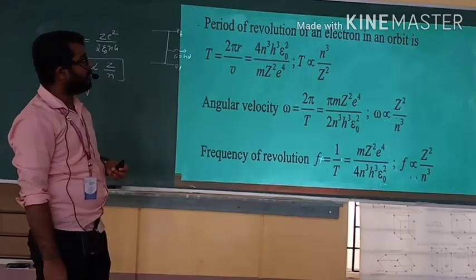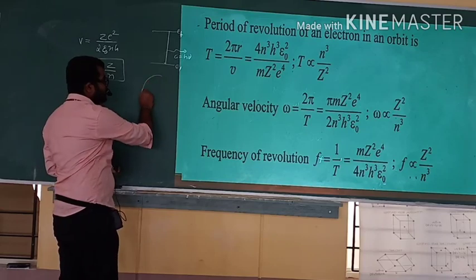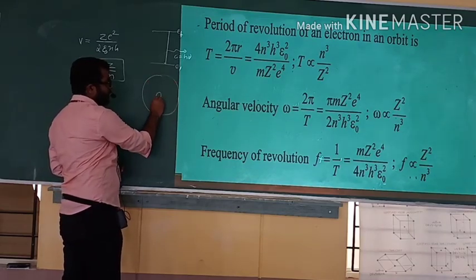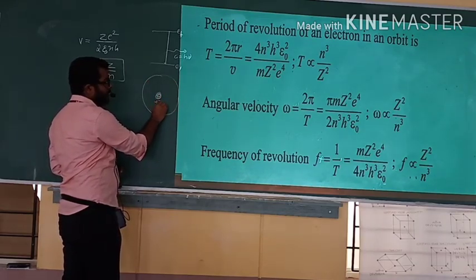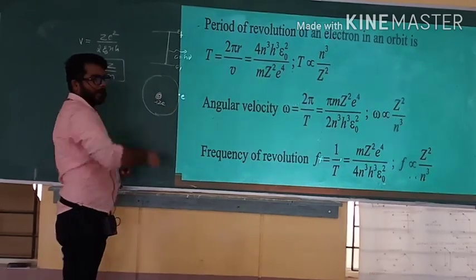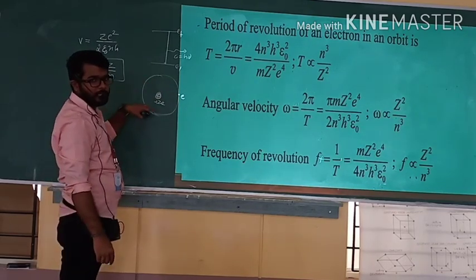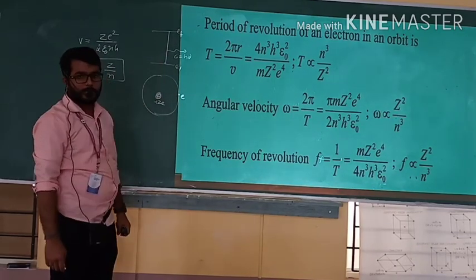So next, period of revolution of the electron in an orbit. Period of revolution, this is the atom. Here it will be the nucleus with the charge of Ze, and the electron is present here. It is revolving around the nucleus. So what happens is a time period is created, because of the movement, the time period is created.